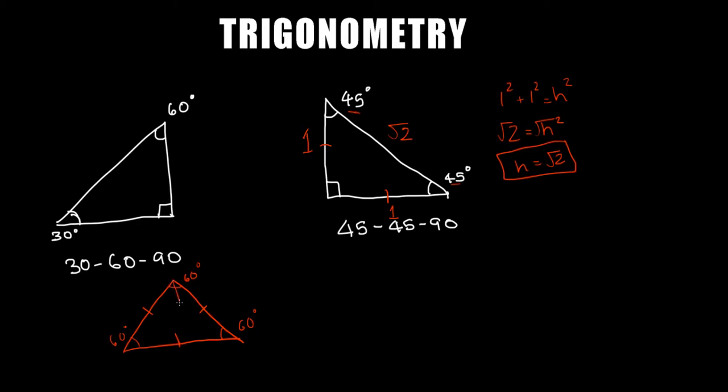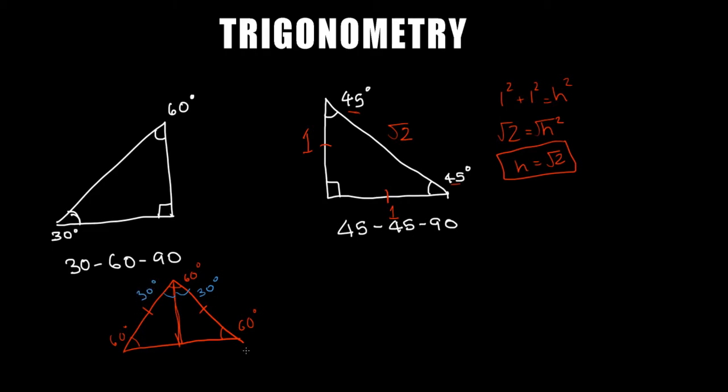Knowing this, let's try something interesting. Let's draw an angle bisector down into this line. What this does is it splits this angle up into two separate 30-degree angles.